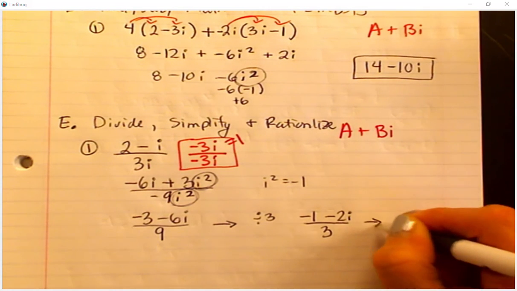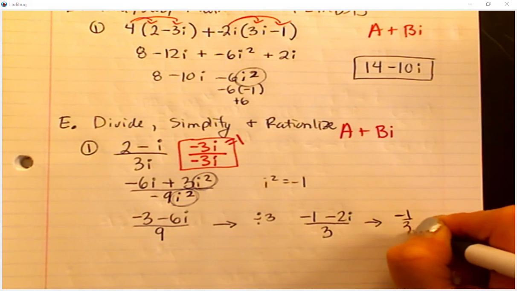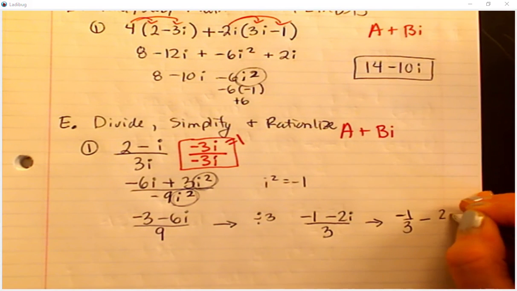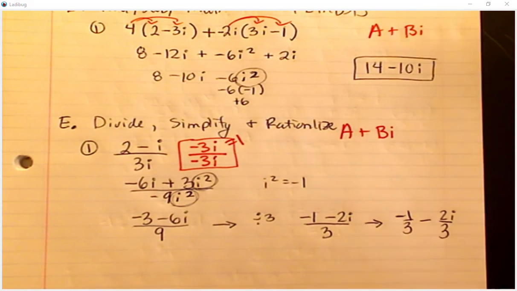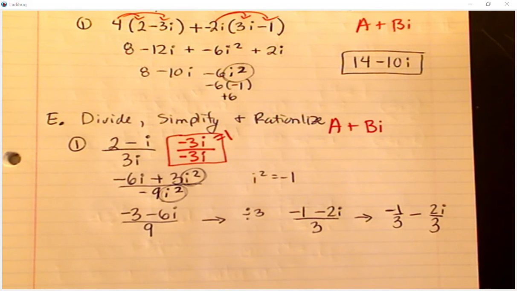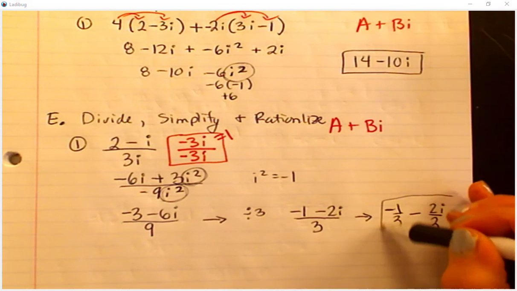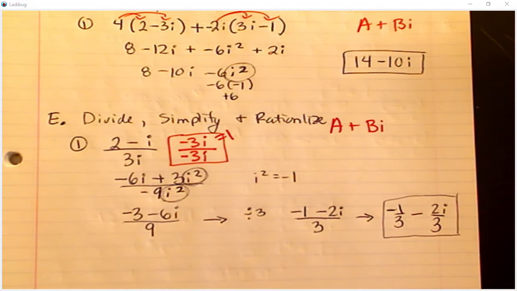That's not quite standard form, guys. Minus 1/3 minus 2i over 3. It's actually split up as separate fractions as standard form. Right? Because I need to know what the real number is and the imaginary number is. So in case I wanted to graph it or something.